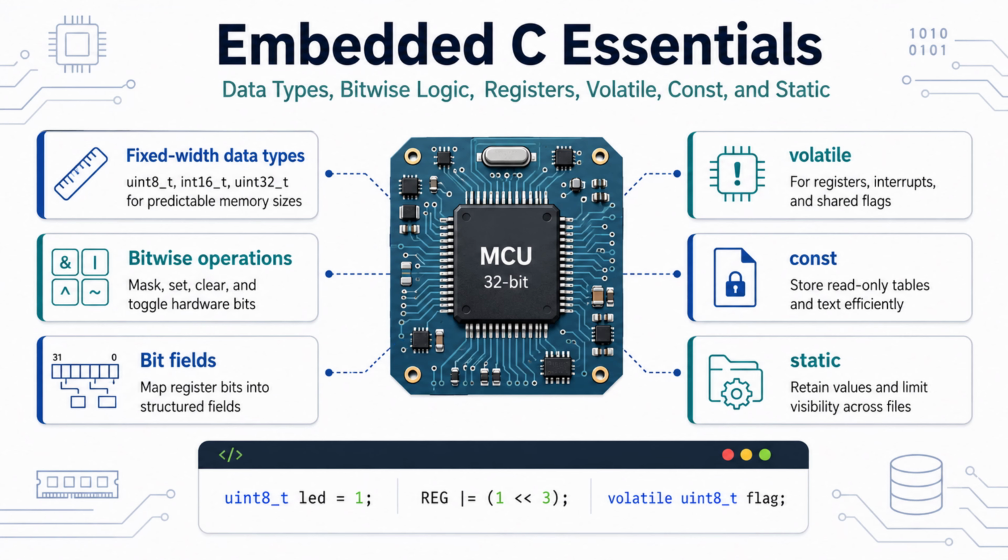The volatile keyword tells the compiler that a value may change outside normal code execution. The const keyword helps protect read-only data and often saves RAM by placing data in flash memory. And static helps us retain values or limit visibility inside a source file. In this lesson, we will connect all of these concepts to practical embedded examples.